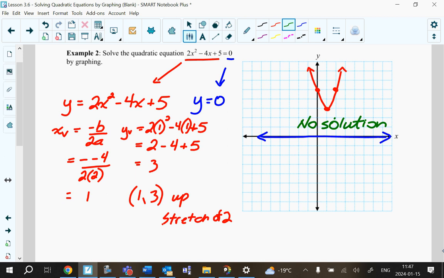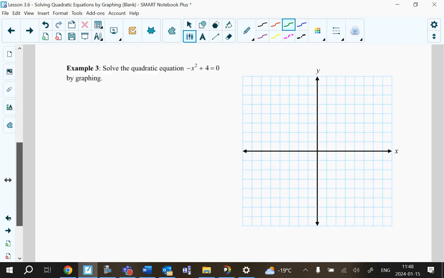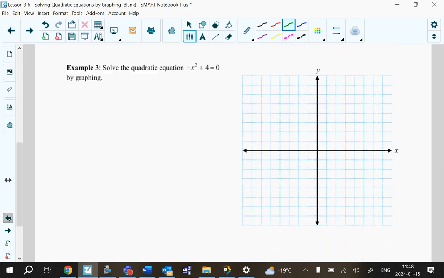Okay? So we're using our knowledge from the previous unit to solve these things by graphing. One more time. Again, we're going to graph each side. So we're going to graph negative x squared plus 4. And we're going to graph y equals 0, which will always be a horizontal line on the x-axis. So we've got that one.